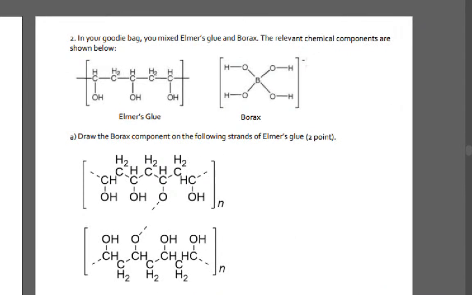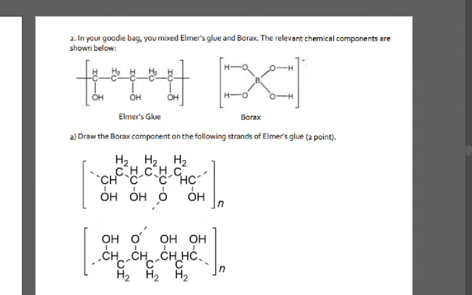Okay. Next up, in your goodie bag, you mixed Elmer's glue and borax, which is basically called slime. The relevant chemical components are shown below. We got Elmer's glue, which has a backbone of carbon with some hydrogens and also hydroxides, and then also you got borax. So A, draw the borax component on the following strands of Elmer's glue.